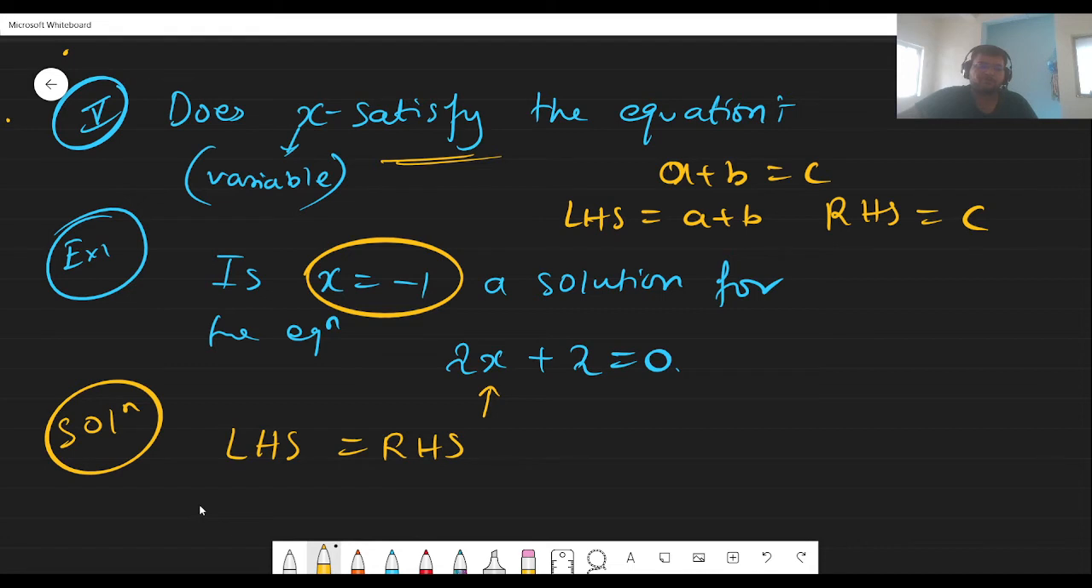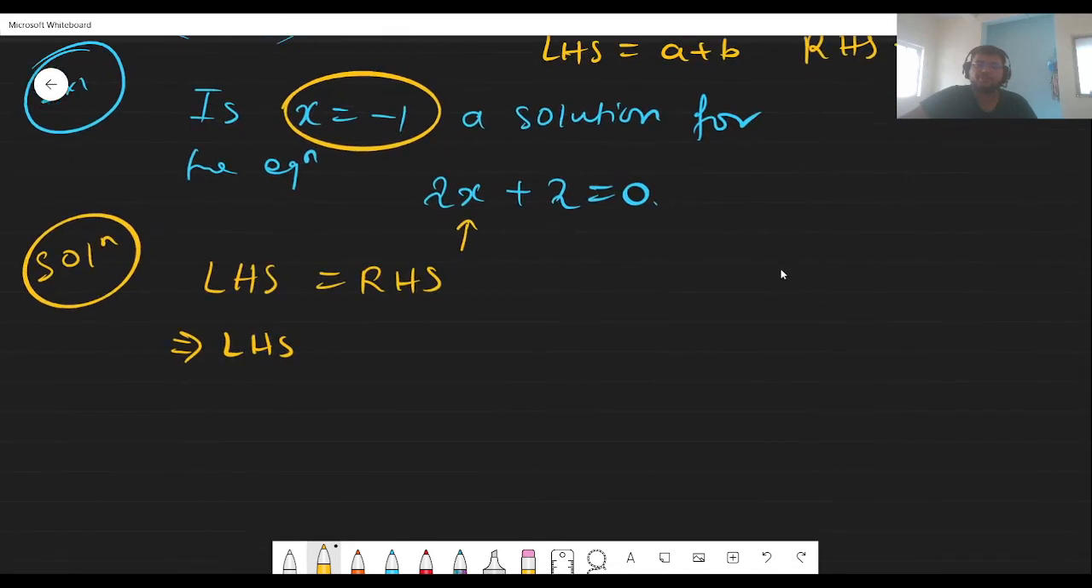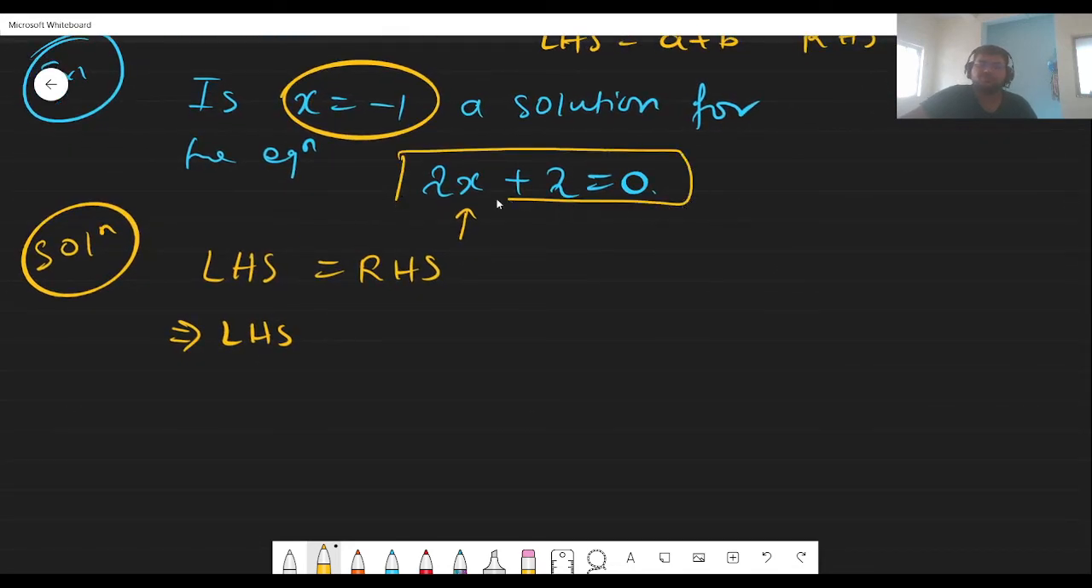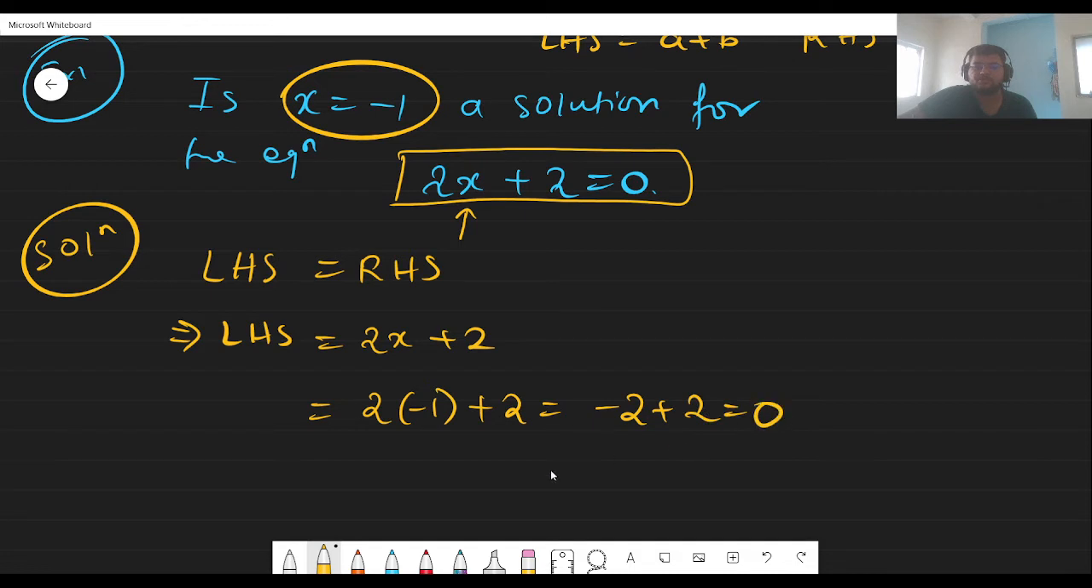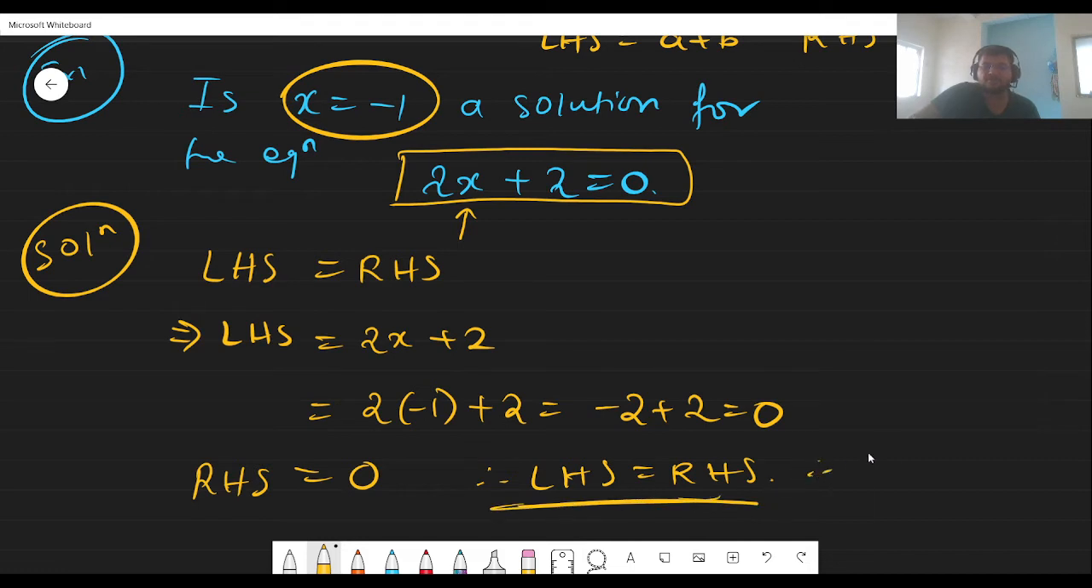So now, first we'll find the LHS. The equation is 2x plus 2 equals 0, so the LHS is 2x plus 2. Instead of x, I will substitute the value -1. So I will write 2 times -1, plus 2, which equals -2 plus 2, and that leads to 0. Now the RHS, according to the question, is 0. Therefore LHS equals RHS, therefore the equation is satisfied.